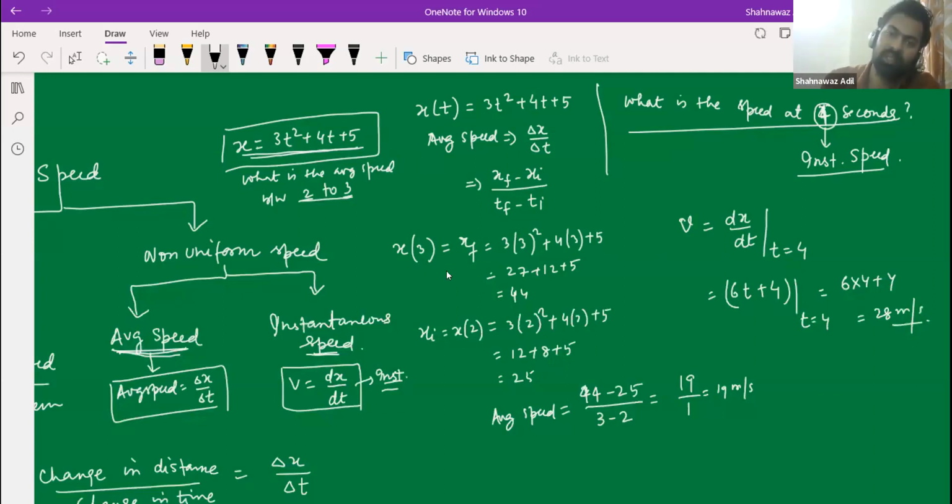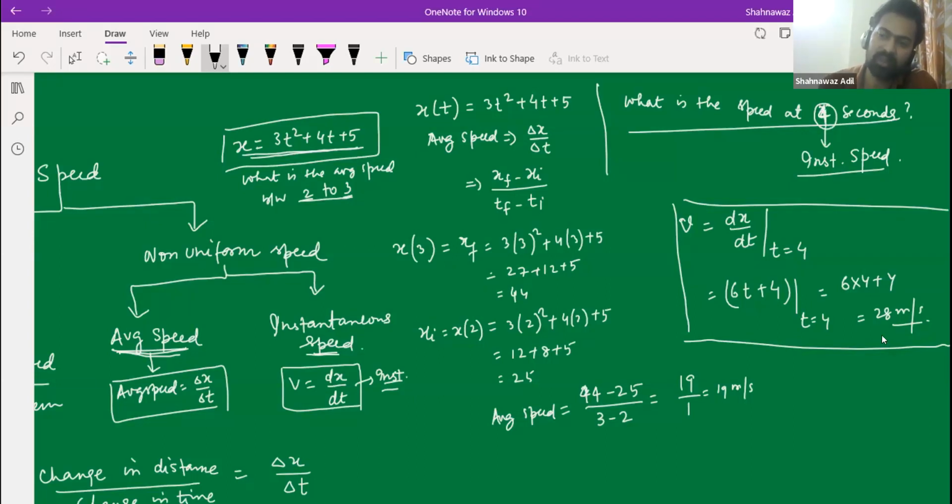Right. So remember, this is the crucial difference between instantaneous and average speed. In average, they will talk about a range. In instantaneous, you have to calculate at a particular time. So is it clear, guys?